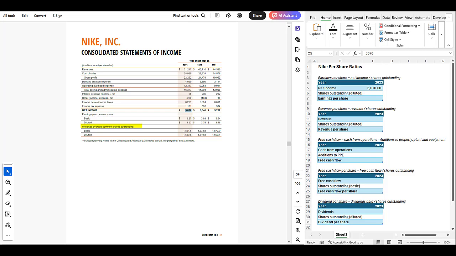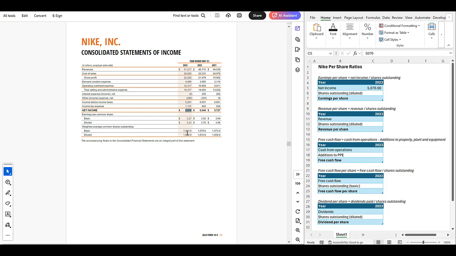Here we see weighted average common shares outstanding. It's a weighted average because during the financial year, the number of shares on issue changes. So this is the average number of shares that was on issue throughout the year. We also have two numbers, basic and diluted. Basic tells you how many shares were actually on issue. Diluted tells you how many shares would be on issue if things such as options were converted into shares. I normally use the diluted number as it's more conservative for calculating per share ratios.